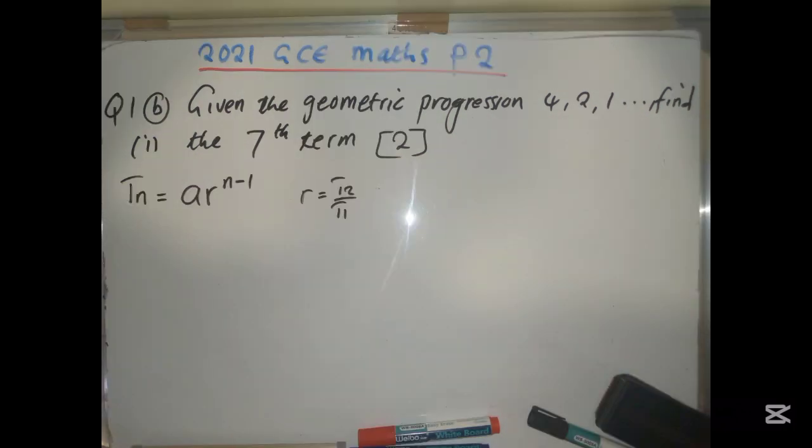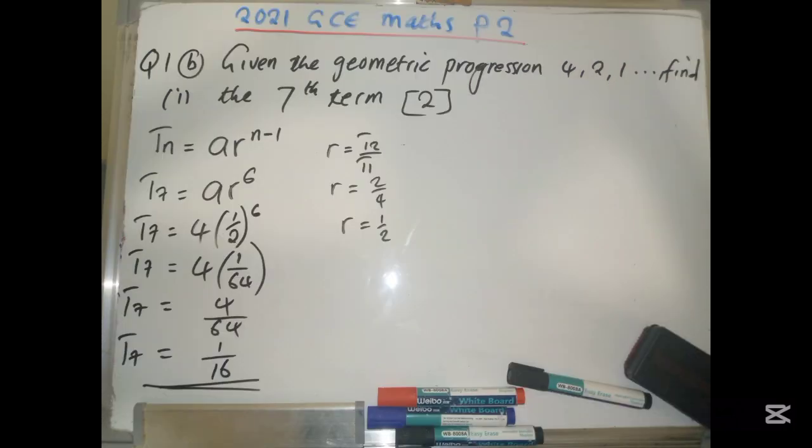Solutions. The nth term is equal to AR to the power n minus 1, where A is the first term, R is the common ratio, and n is the term number. To calculate R, the common ratio is equal to term number 2 divided by term number 1. As you can see, term 1 is 4, term 2 is 2, and term 3 is 1. So this is how the ratio is calculated. The common ratio is 1/2.